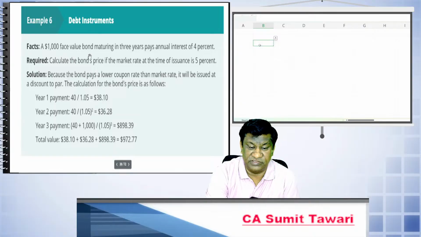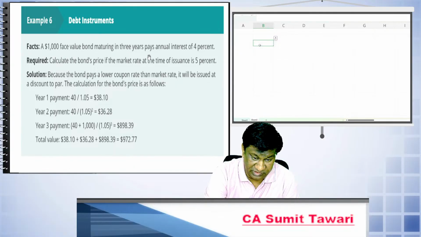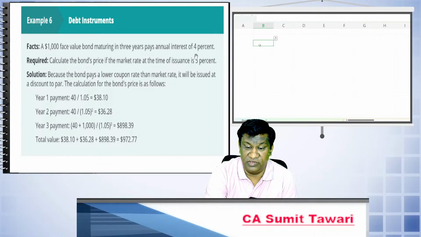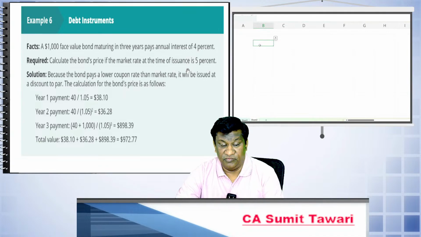A 1000 face value bond maturing in 3 years. Okay, that we discussed for a perpetuity, but here there is a clear-cut time bound. A 3-year bond pays an annual interest rate of 4%. Calculate the bond price if the market rate at the time of issuance is 5%. Okay, so how am I going to calculate?